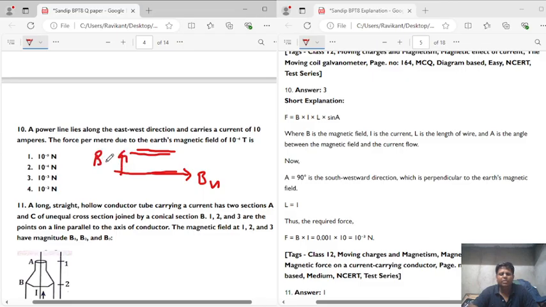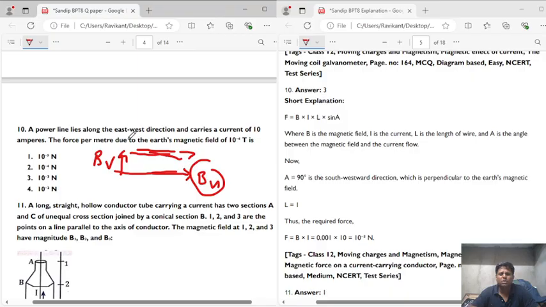B vertical, right? Now they say that the wire is running in the east-west direction. So whether it is moving east to west or in any other direction, it will always remain parallel to the Earth's surface, right? So the angle between the current and the horizontal component of the magnetic field is equal to 0, but in case of the vertical component of the Earth's magnetic field, it will be equal to 90 degrees, right?